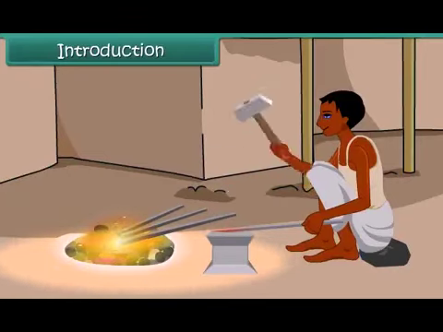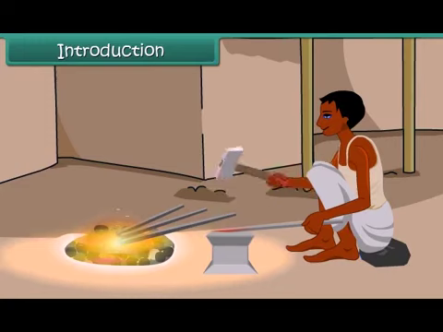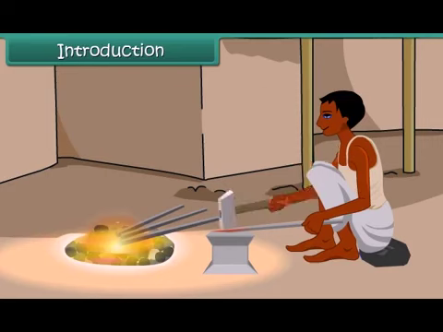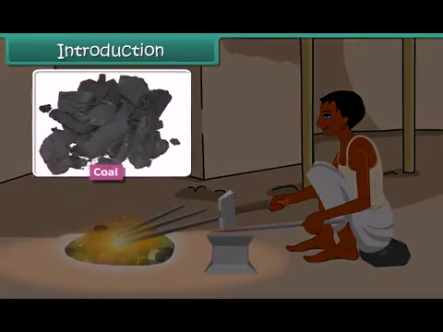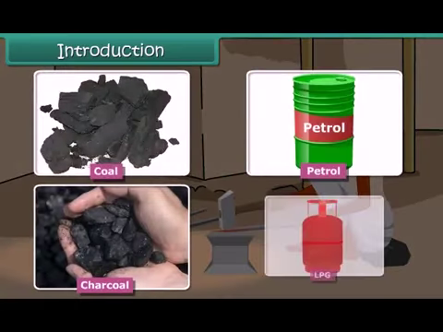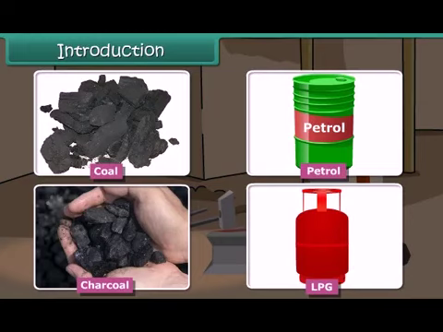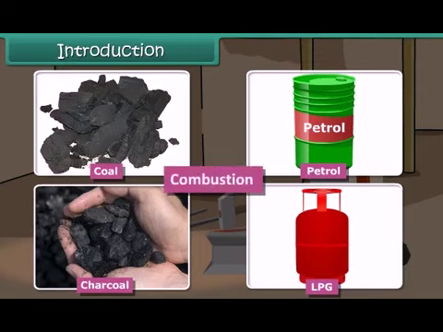The blacksmith burns coal to get hot iron which can be beaten to desired shape. A variety of fuels is used in daily life such as coal, petrol, charcoal, LPG, etc. Do you know which chemical process is taking place during the burning of these fuels? It is combustion. In this lesson, you will learn about combustion of fuels.